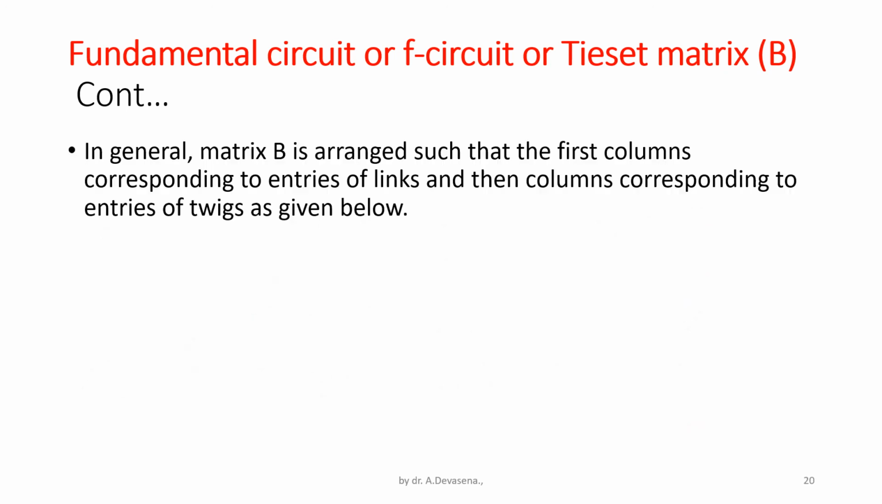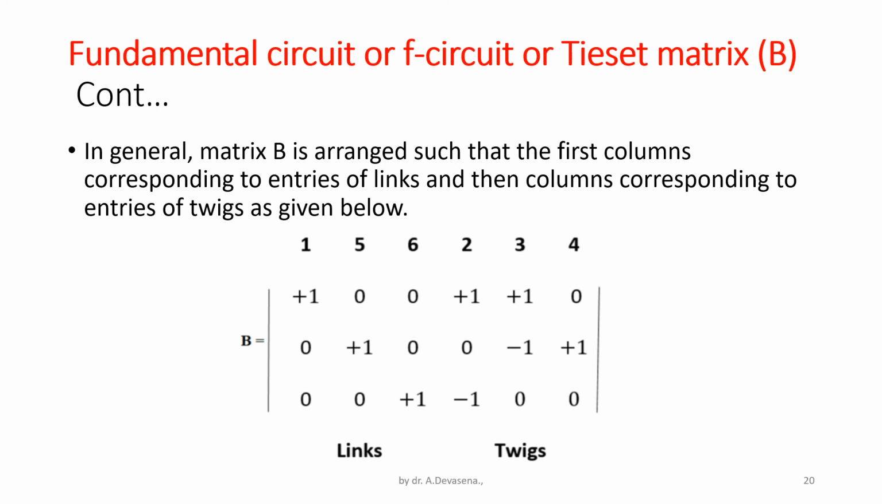In general, the matrix B is arranged such that the first columns correspond to the entries of links and then columns correspond to entries of twigs as given below. This is the matrix representation of the tabular form. In this, we have considered the links first. After the links, we have considered the twigs. It is indicated in this matrix.